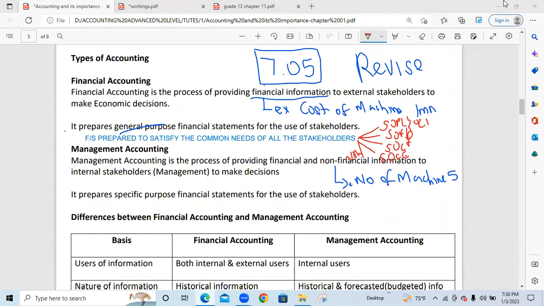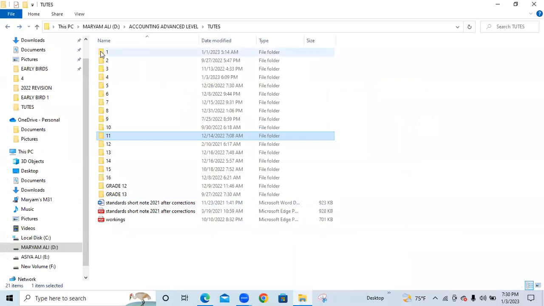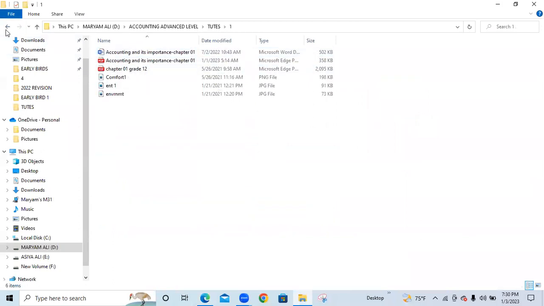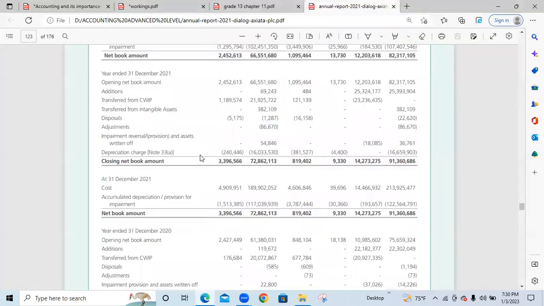So we are also an external stakeholder. We are customers of Dialog. So as a customer, I now want Dialog's information. How can I check? Dialog website? No, just go to Google and type Dialog annual report, you will get it. See here, annual report of Dialog.